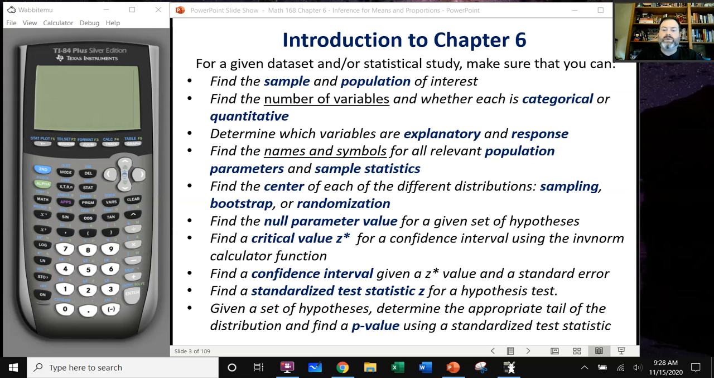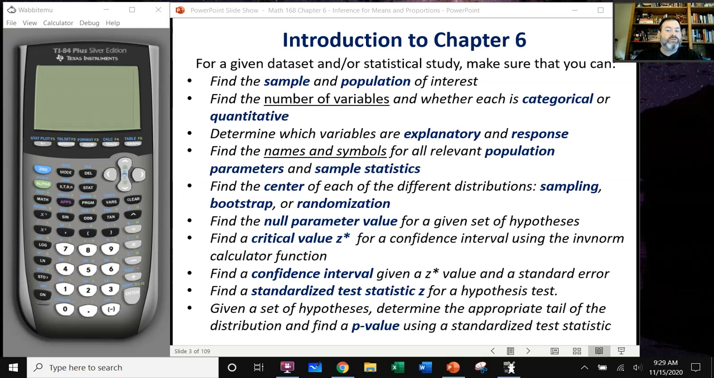You need to be able to find your null parameter value for a given set of hypotheses. You need to be able to find your critical value z star for a confidence interval using your inverse norm. You need to be able to find a confidence interval given a z star value and a standard error. So that bullet and the previous one came from Chapter 5. You need to be able to find a standardized test statistic z for a hypothesis test, which also came from Chapter 5. And of course, the last one is a combination of things from Chapters 4 and 5, right? If I give you a set of hypotheses or you come up with your own, you need to determine the tail of the distribution and find a p-value.